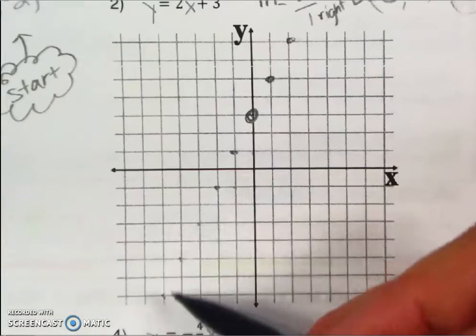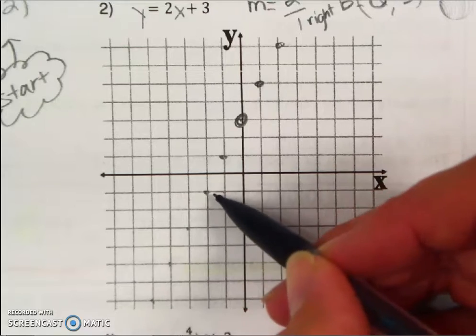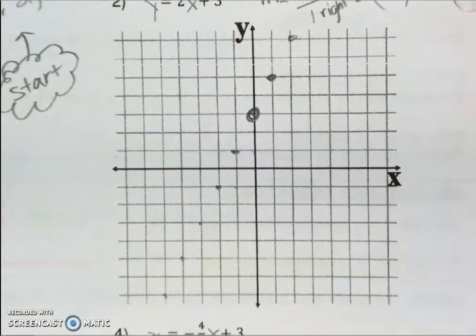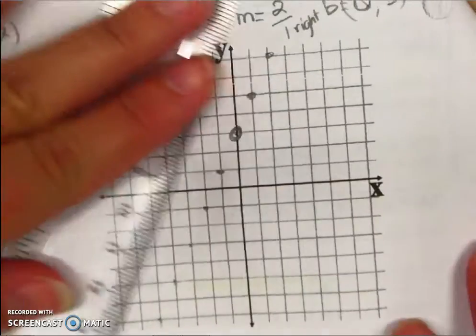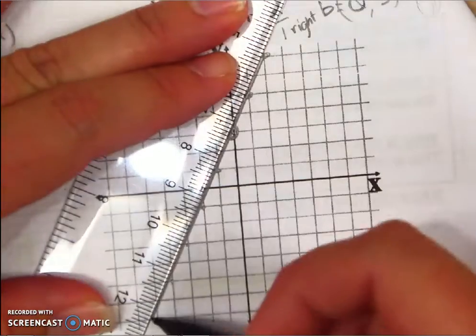All right, so notice from all of these points we could go up 2 over 1, up 2 over 1, up 2 over 1. And because that's constantly changing at the same amount, it makes this perfect straight line on the graph. There we go. All right, let's try another one. This is fun.